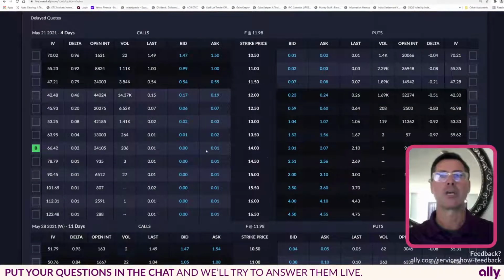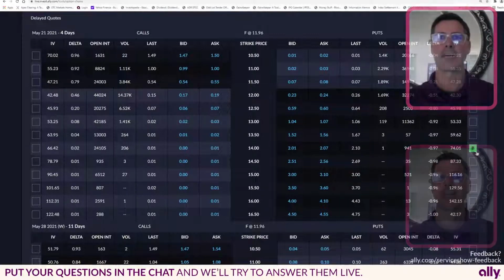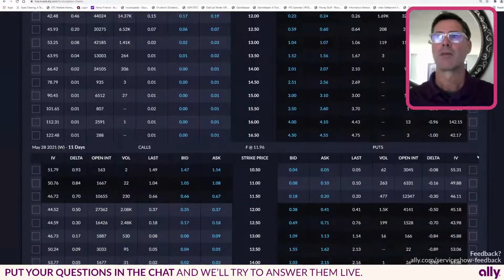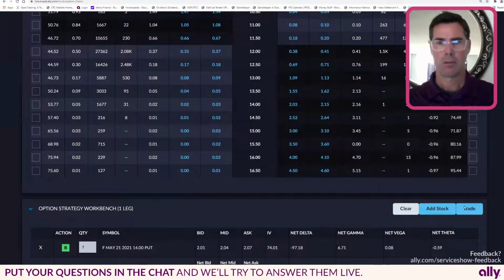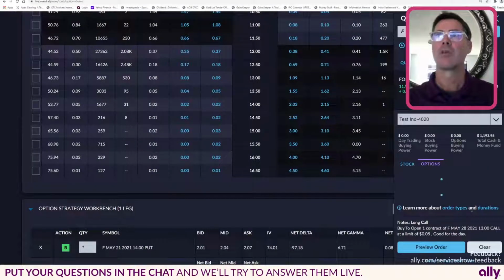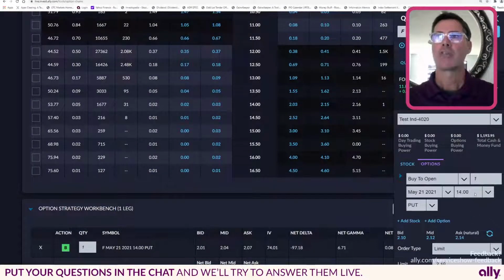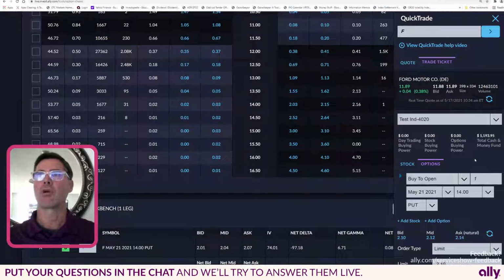By the same token, if you wanted to select the puts, you'd be buying the puts on the right-hand side. And that populates down in the strategy workbench. There you go. Your next step is right here to place trade. And this is where it's going to preview the order for you.